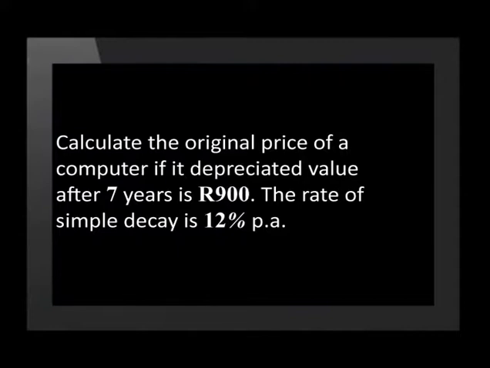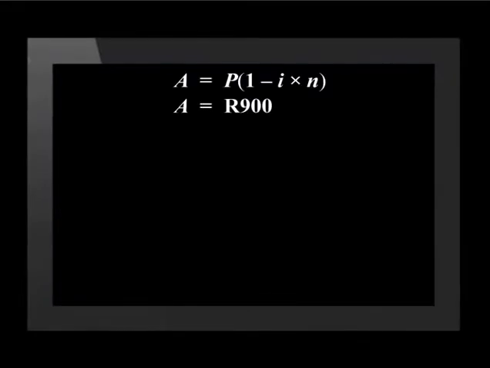Now let's use the same formula to calculate the original value of an item that has already depreciated. Calculate the original price of a computer if its depreciated value after 7 years is 900 Rand. The rate of simple decay is 12% per annum. A is equal to 900, N is equal to 7 years, I is equal to 0,12.